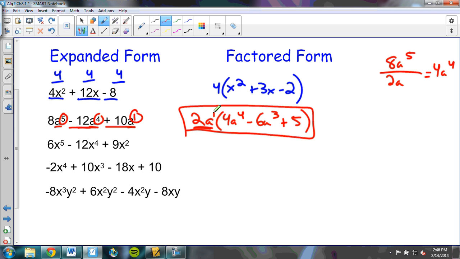because we pulled out 1a. It went from a to the 5th to a to the 4th. It went from a to the 4th to a to the 3rd. It went from a to the 1st to no a's at all.